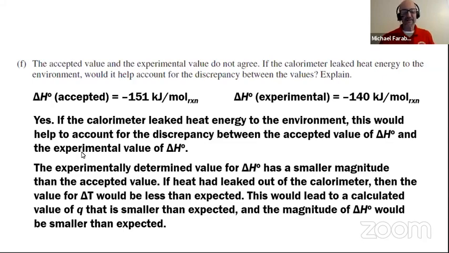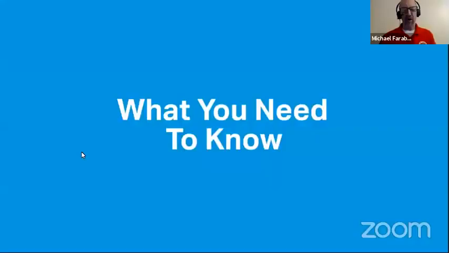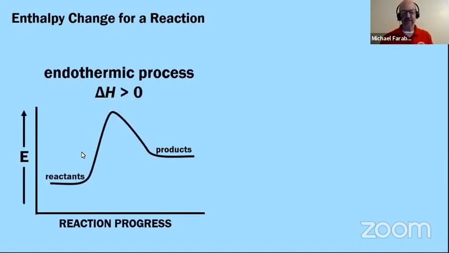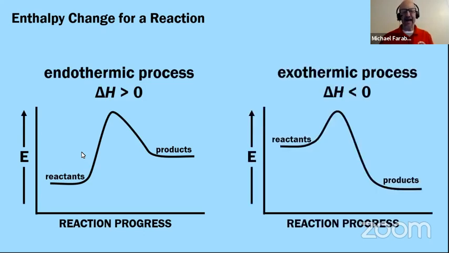All right, well, that was our warm-up problem. And now on to today's lesson, wrapping up thermodynamics. So the enthalpy change for a reaction, the delta H, is typically either positive or negative. So positive for an endothermic process and negative for an exothermic process. These are energy diagrams. You could just be given a balanced chemical equation with a delta H, so we should know what that means in terms of the sign of delta H.